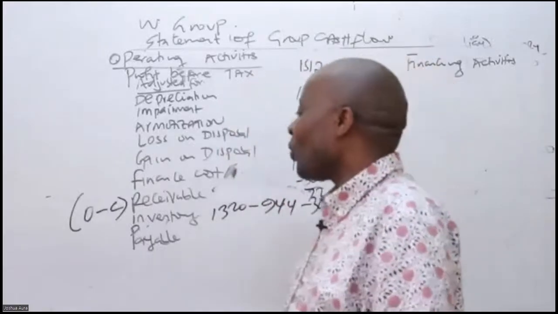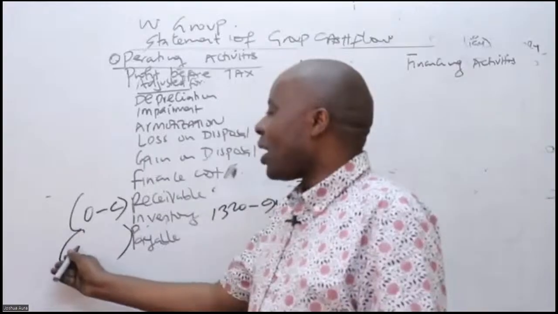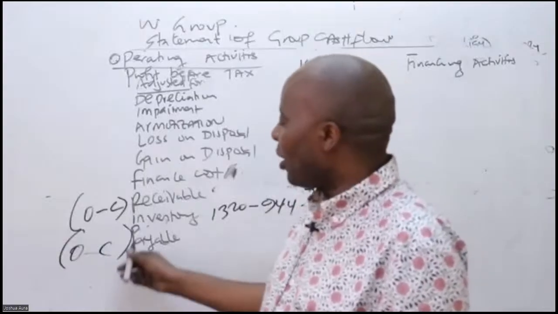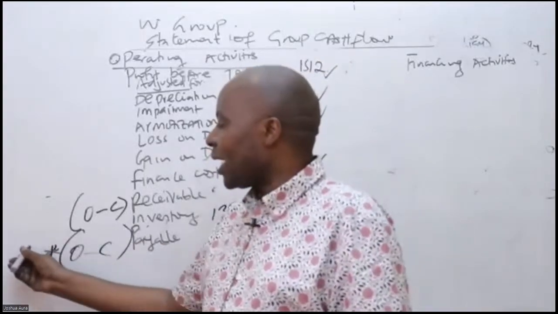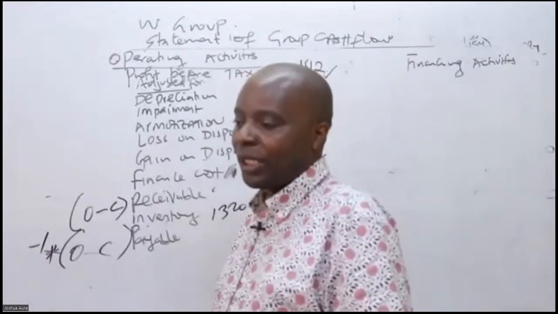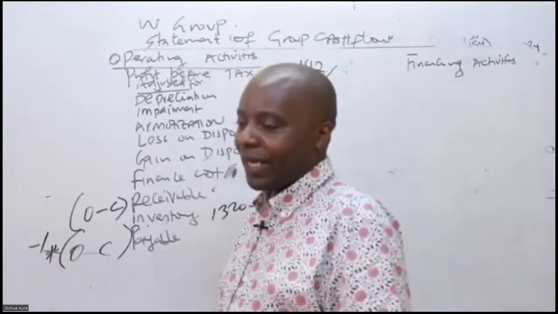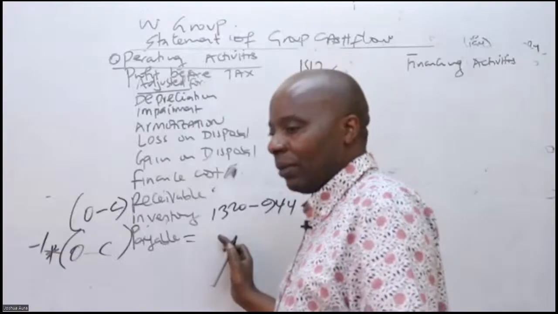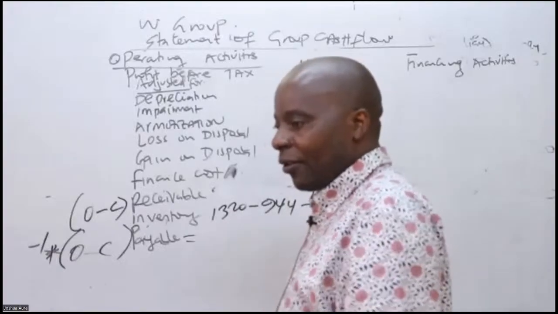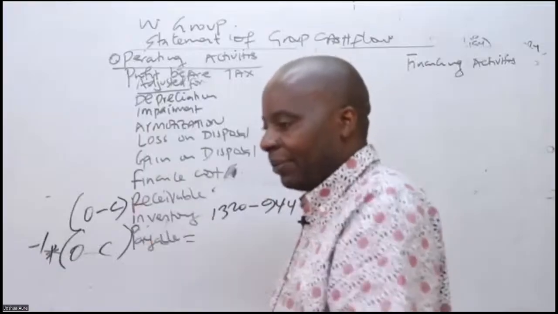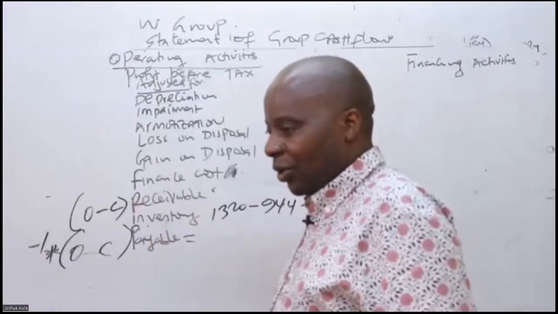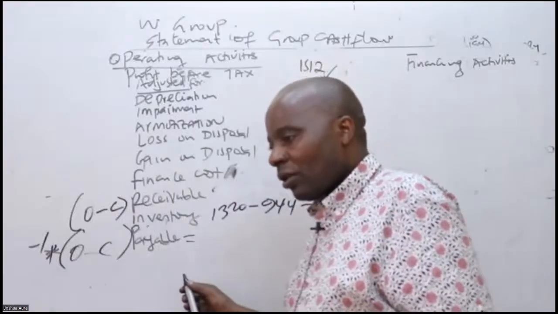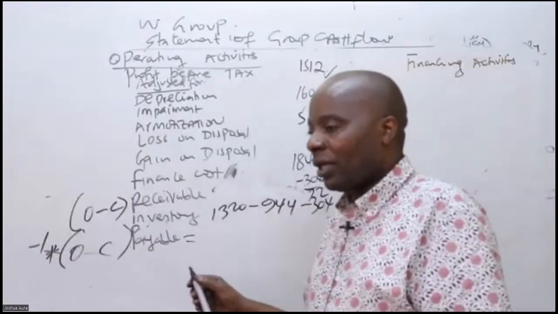Remember, if you don't want problems, even for the payables, just make them opening minus closing. But for liabilities, to get the correct sign, you must always multiply them by minus 1. Opening minus closing, as usual. So for payables, what is the opening balance? Opening is the payables for 2021. Opening 2021, opening alone.